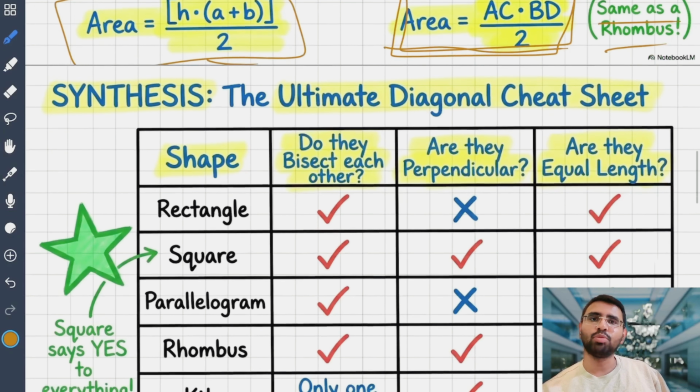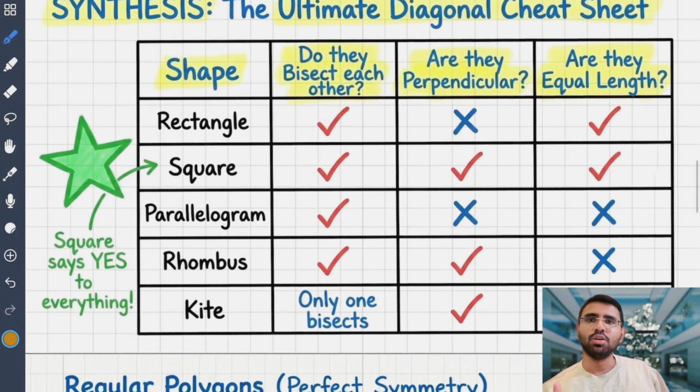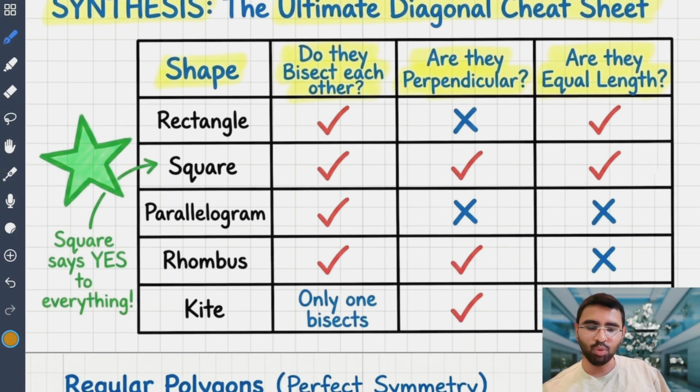Next, talking about the ultimate diagonal cheat sheet. Talking about the rectangle, do the diagonals bisect each other? Yes. Are they perpendicular? No, the diagonals are not perpendicular. Are they of equal length? Yes. Talking about the square, they bisect each other, they are perpendicular and they are of equal length.